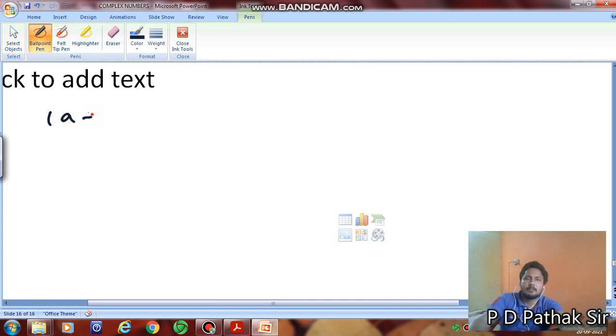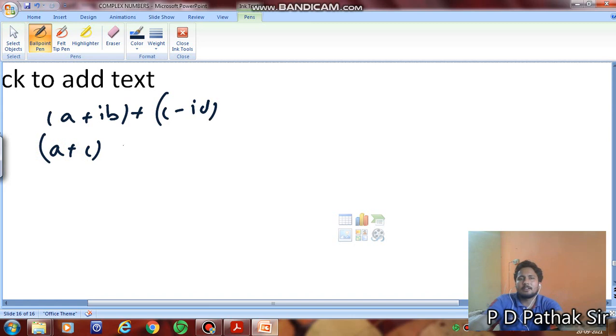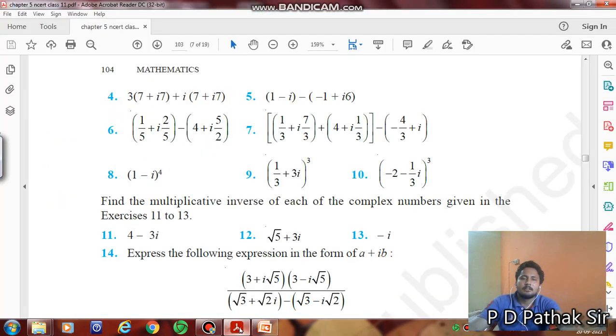If it is a plus iota b plus c minus iota d, then what you have to do is collect all the real parts and collect all the imaginary parts. So this is the answer. Every answer you have to write in the form of a plus iota b. Similarly, you can solve question number 8.